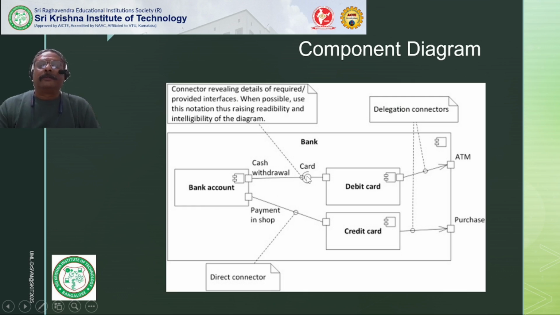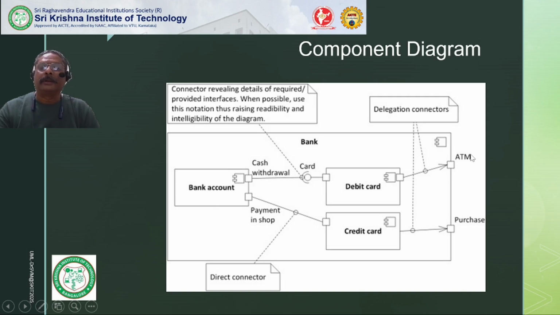So as an example, we talk about ATM transactions. We have one component bank account, one component debit card, one component credit card, and there is an external connection to the ATM. There is an external connection to the purchase. So bank account requires the information from the debit card. Debit card provides the information about the card. So here the lollipop says that the debit card provides the information to the bank account, and the bank account is receiving the information from the debit card.